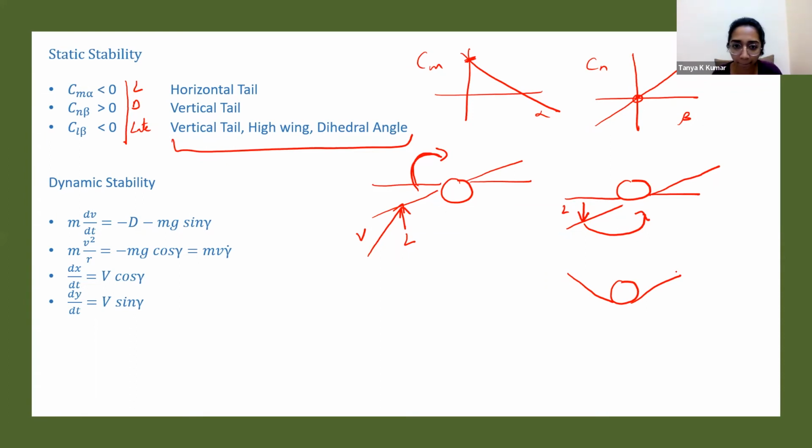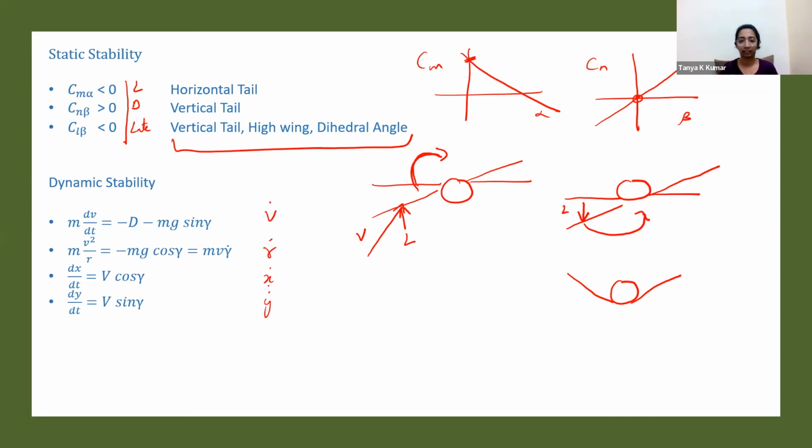Okay. Yeah. So dynamic stability is when time comes into play. When the aircraft is perturbed, how it stabilizes after some given time. So it oscillates and comes to equilibrium. That is dynamic stability. The four governing equations for a point mass body are given here as derived by Sir in the lectures. One gives you V dot, dV by dt. The other one gives you gamma dot, next to our x dot and y dot.